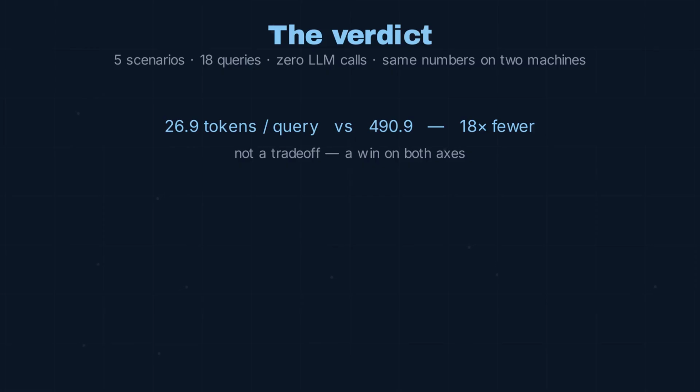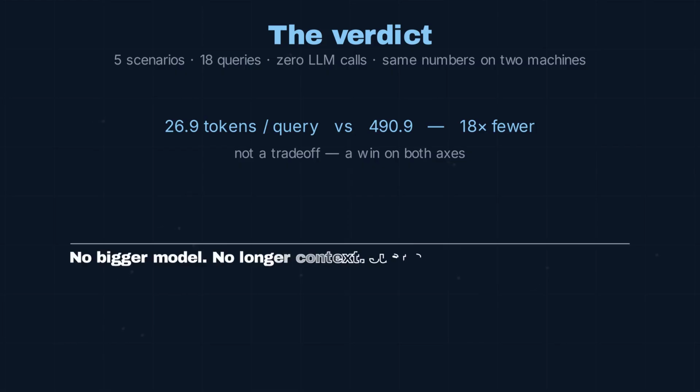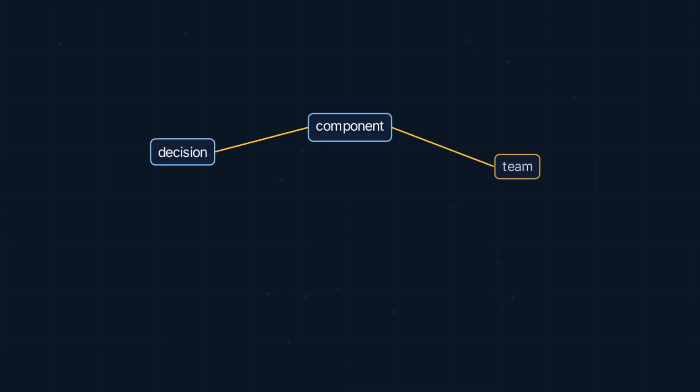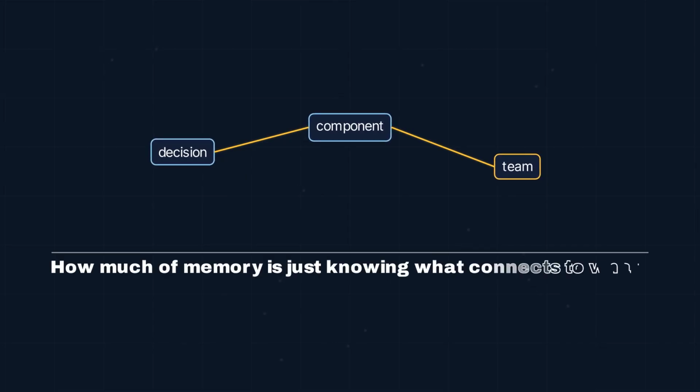And it does it using 18 times fewer tokens than the raw dump. Not a trade-off, a win on both axes. No bigger model, no longer context, just a different way of representing what the system already knew. None of this required more memory, just a better shape for it, which leaves a quieter question. How much of what we call memory is really just knowing what connects to what?